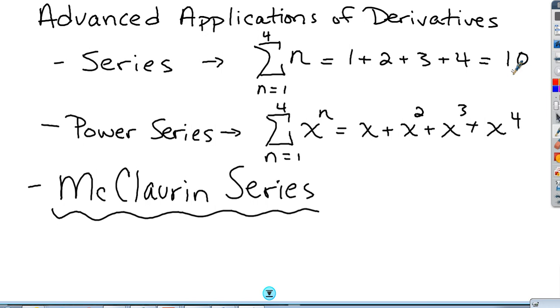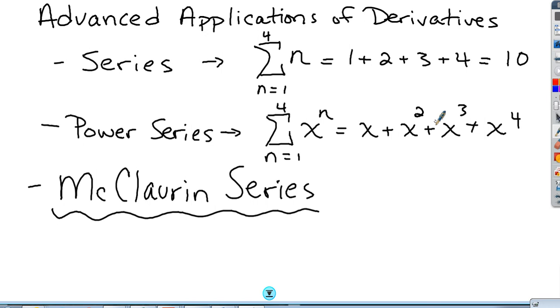A specific type of series is called the power series. That's where we actually use n, the index n, as an exponent, and that's going to create a series of powers of x. So if we also run the series from n equal to 1 to 4, but then use x to the power n, you'll get 4 terms in this series, all of which have base x but have exponents that increase by 1 in each term.